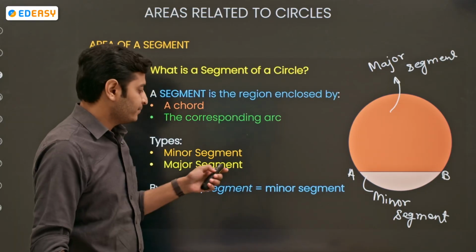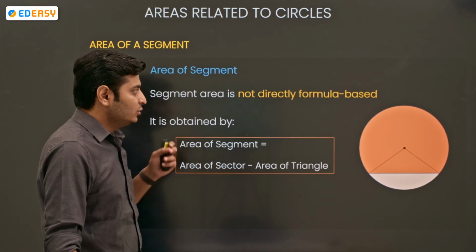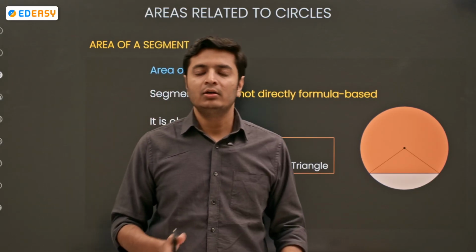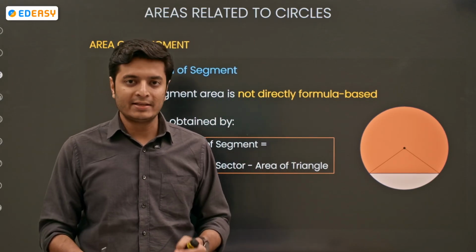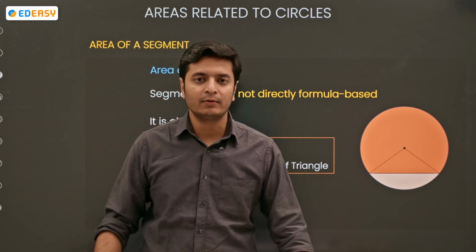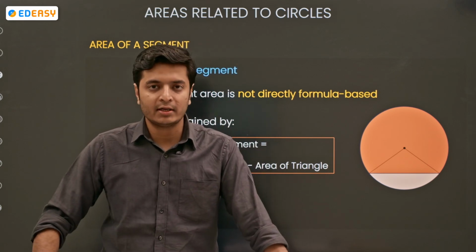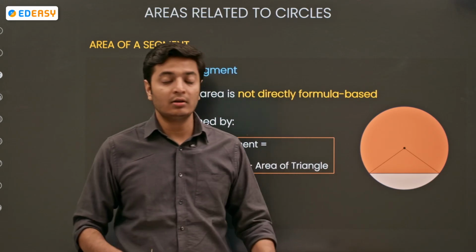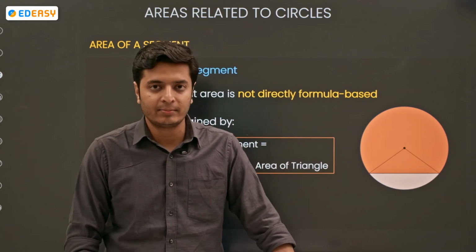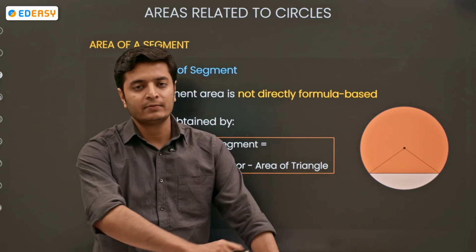Okay. Now there is no direct formula to find the area of a segment, as in the case of a sector where we have a direct formula, theta by 360 into pi r square. We do not have a very specific formula for the area of a segment. So how do we find the area of a segment then?